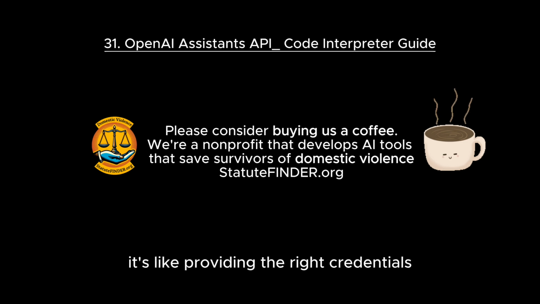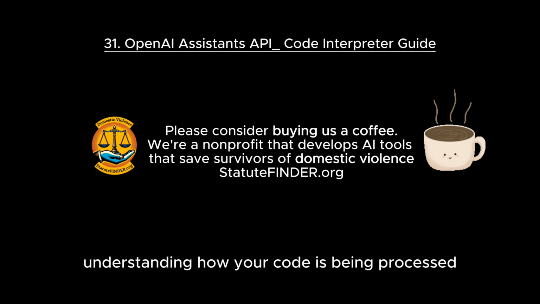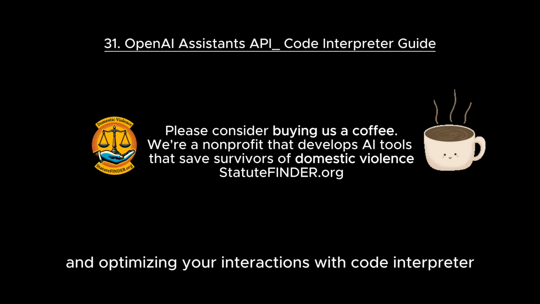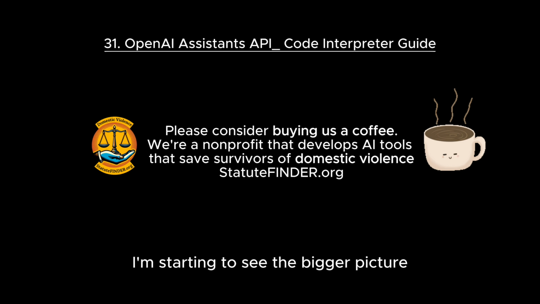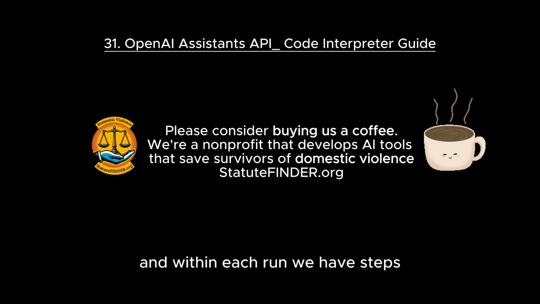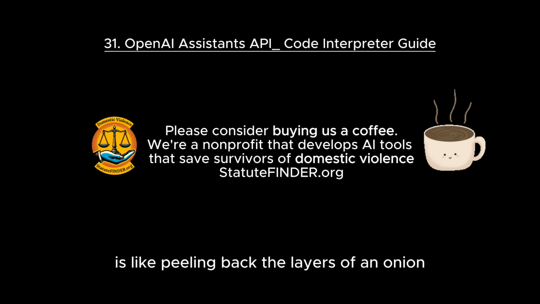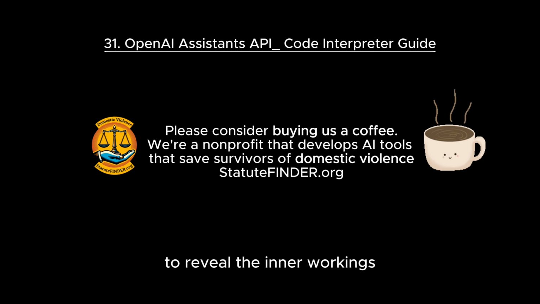Okay, so it's like providing the right credentials to access a secret vault of information. Exactly. And this information is incredibly valuable for debugging, understanding how your code is being processed, and optimizing your interactions with Code Interpreter. All right, I'm starting to see the bigger picture here. We have runs, which represent the complete execution of our code. And within each run, we have steps that show us the individual actions taken by Code Interpreter. And we can access these steps using that special Python function. It's like peeling back the layers of an onion to reveal the inner workings.